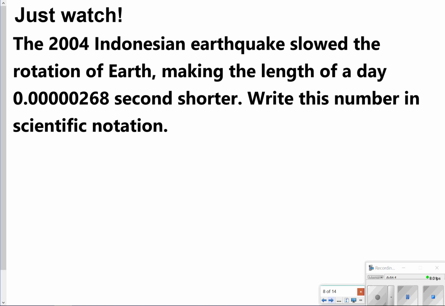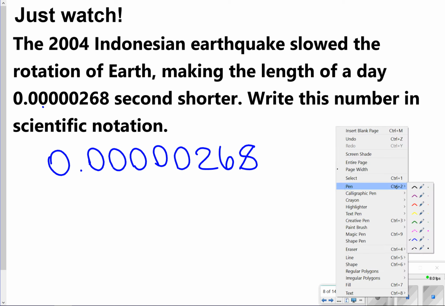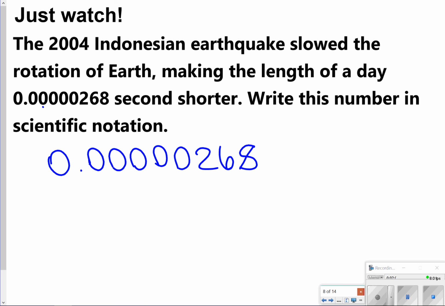Another way you can do that is also using smaller decimal numbers. Here we have this decimal number, 0.00000268. What I'm going to do is write this in scientific notation. The first thing I need to know is where my decimal is going to go, and I'm going to put my decimal between the 2 and the 6 to make the decimal 2.68.